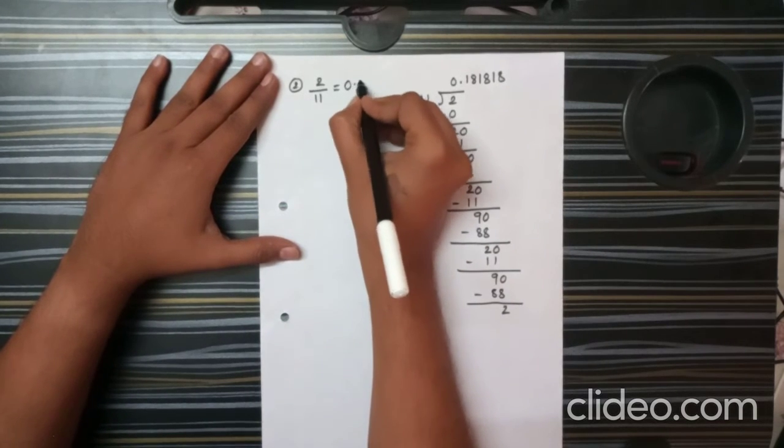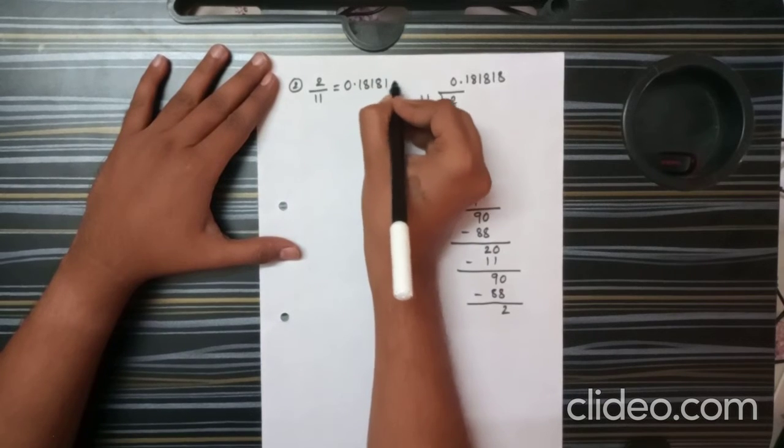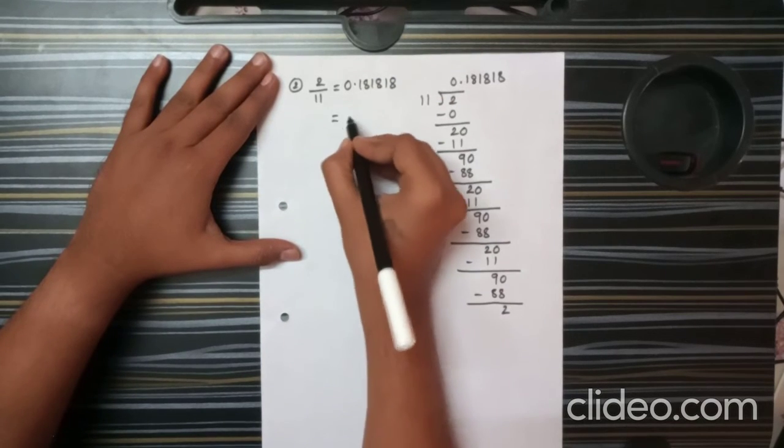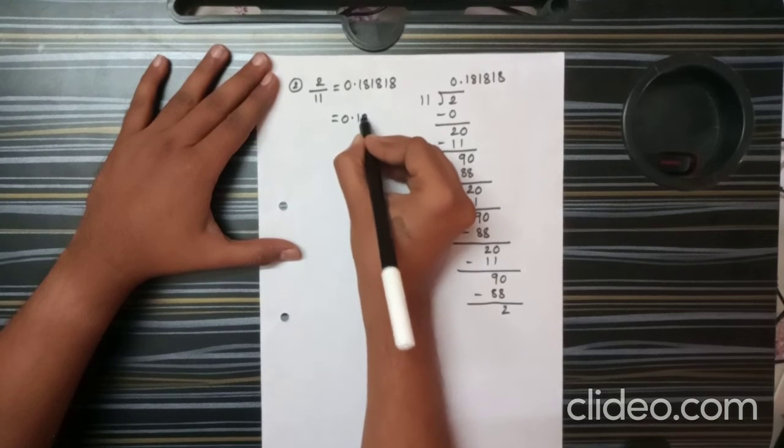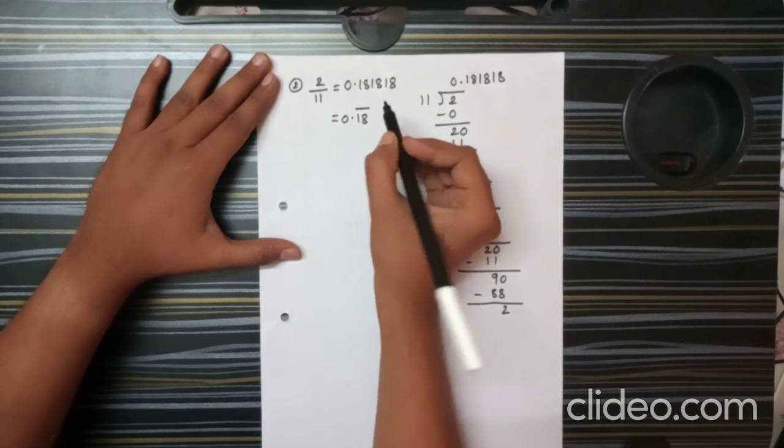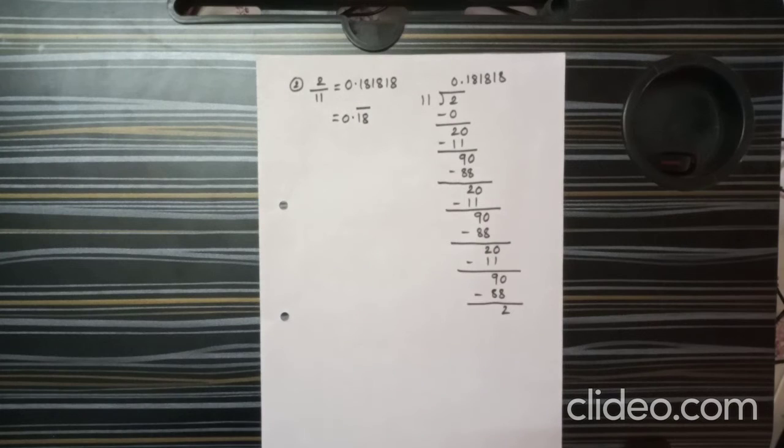So 0.181818, or simply we can write 0.18, and we are going to draw a horizontal line over 18, because this particular number is going to occur again and again. So this type of division is called non-terminating division, and the decimal form is called non-terminating or recurring type. So I hope you have understood this concept very easily.